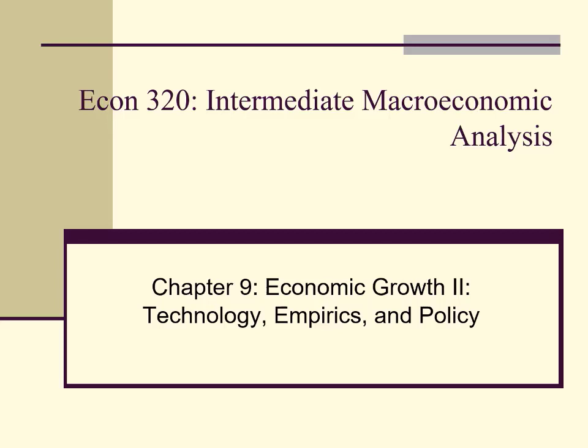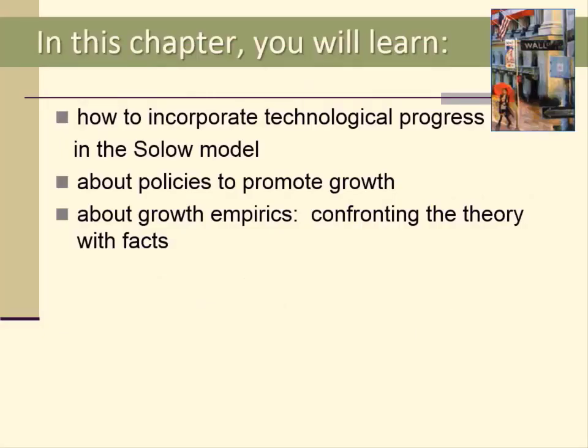The Solow model, as we developed in Chapter 8, shows how saving and population growth determine an economy's long-run capital stock and level of income per person. This chapter introduces technological progress to the Solow model to explain the steady-state growth in income per person. So in this chapter, you will learn how to incorporate technological progress in the Solow model, about policies to promote growth, and about growth empirics, confronting the theory with facts.